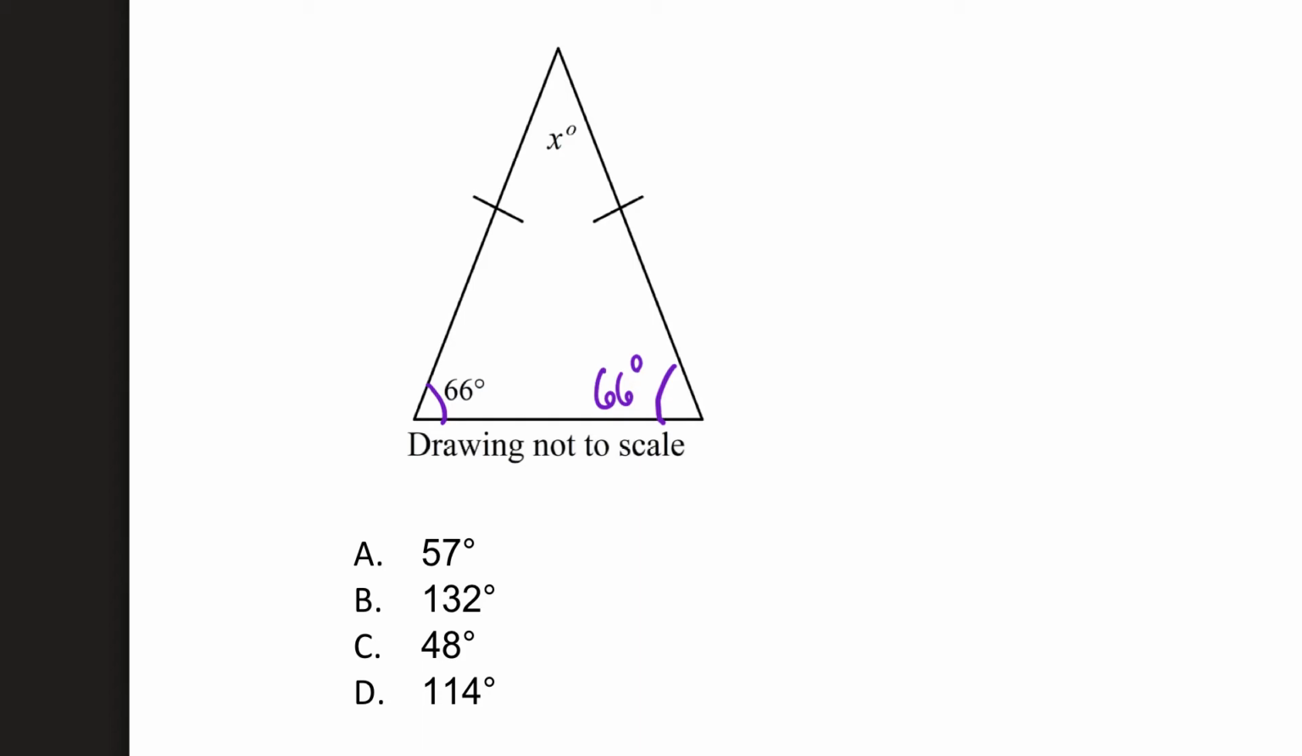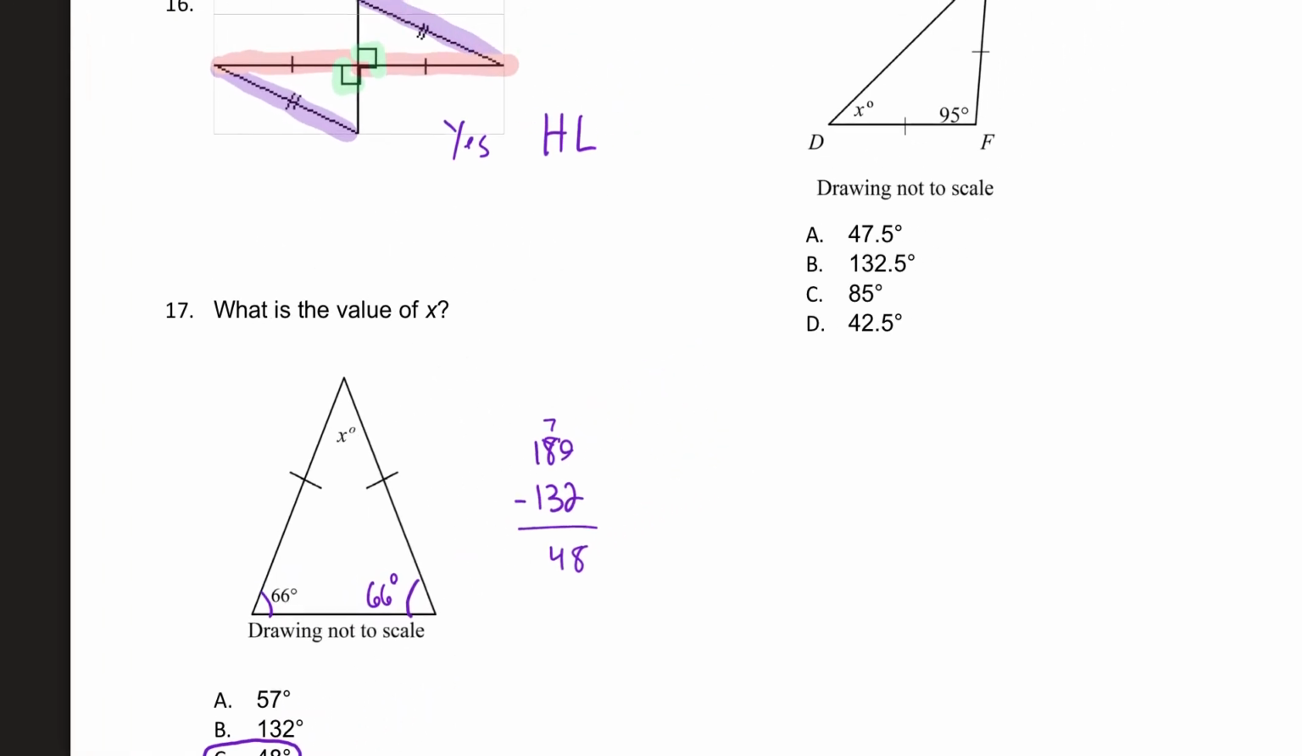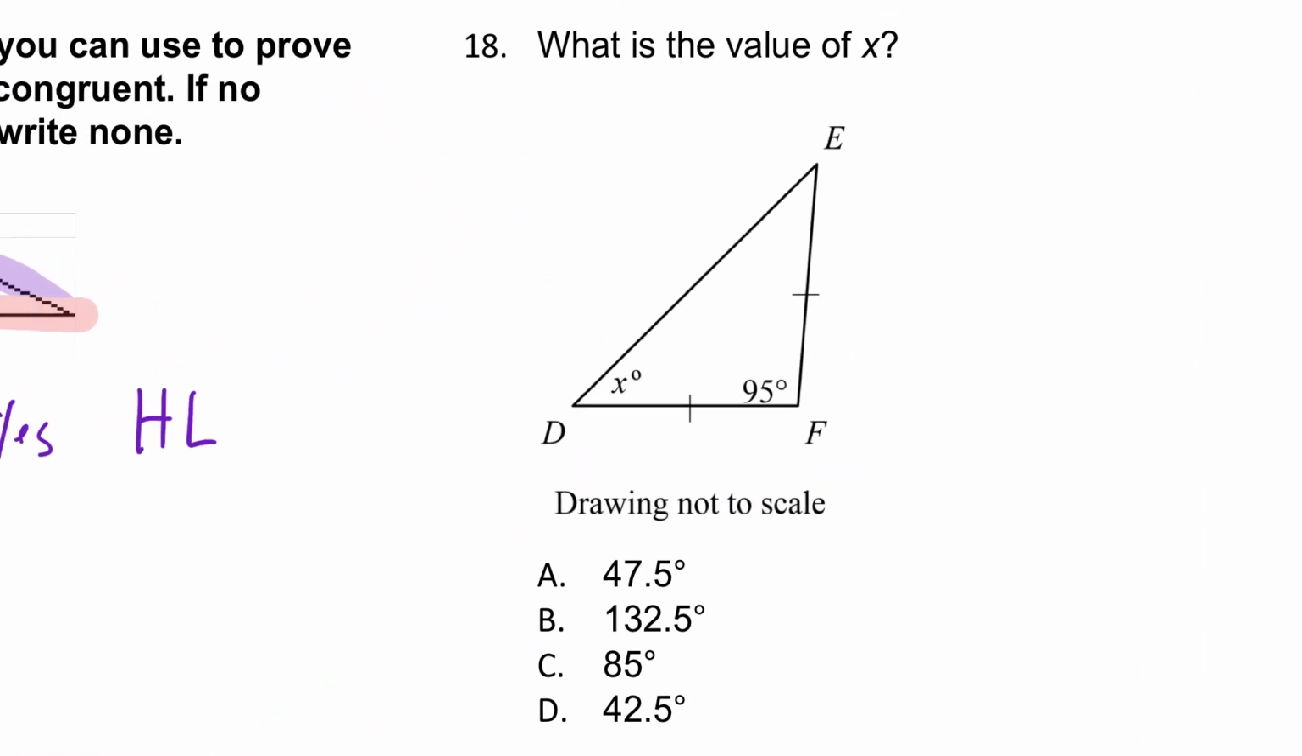Well, I know that 66 plus 66 is 132. And I know all three angles will add up to 180. So if I subtract 132 from 180, I will figure out what angle x is. And that's 8, and that's 4. Angle x will be 48 degrees. Or the measure of angle x will be 48 degrees, I should say. Okay, so that's 17. Now let's look over to 18.